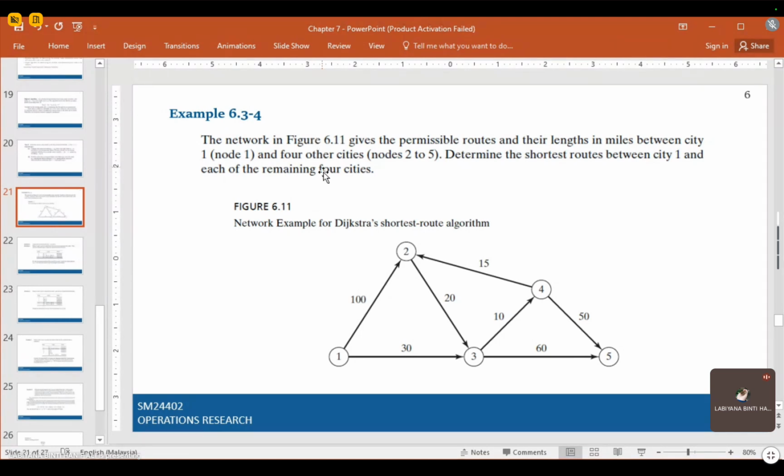Example 6.3-4. A network in figure 6.11 gives the permissible routes and their lengths in miles between city 1, which is our node 1, and 4 other cities. So 4 other cities here: 2, 3, 4, and 5. Determine the shortest route between city 1 and each of the remaining 4 cities. So this problem, we try to solve using the Dijkstra shortest route algorithm.